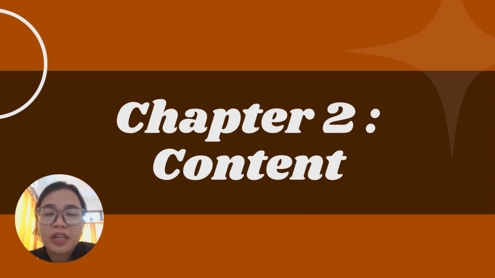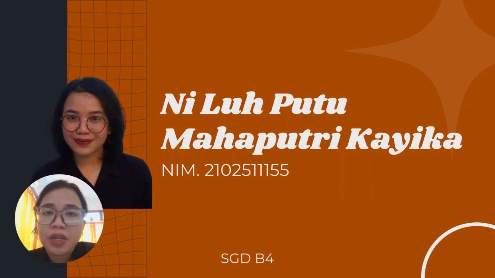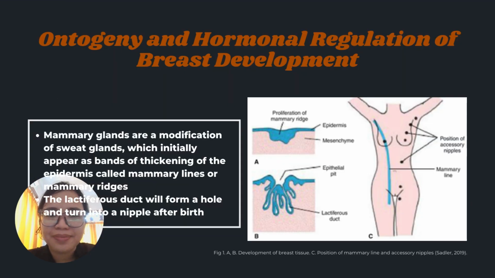Chapter 2, Content. First of all, let me introduce myself. My name is Niluputu Mahaputri Kaika with the last three-digit number 155. Ontogeny and hormonal regulation of breast development.